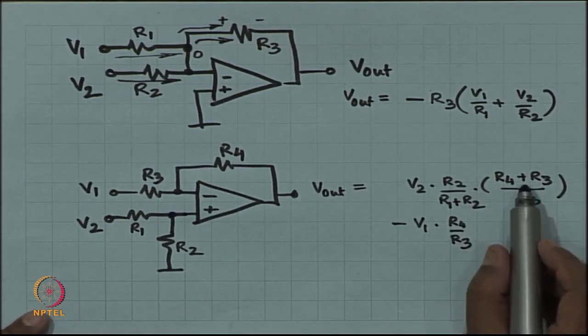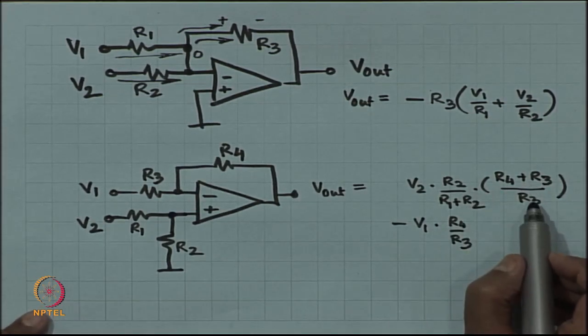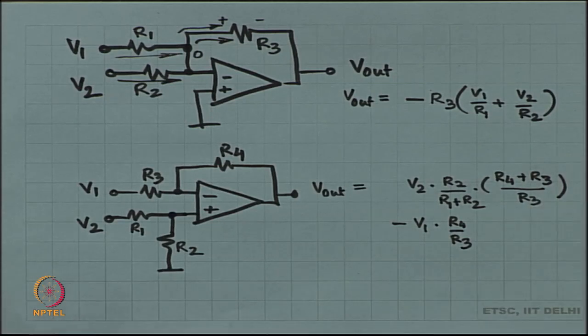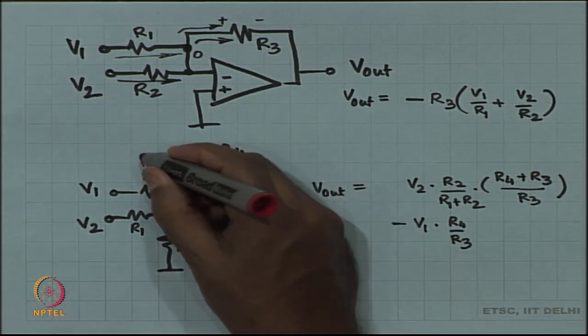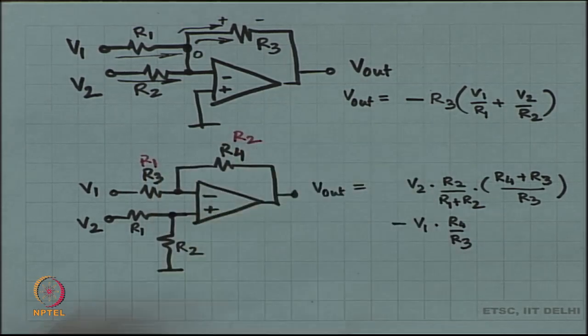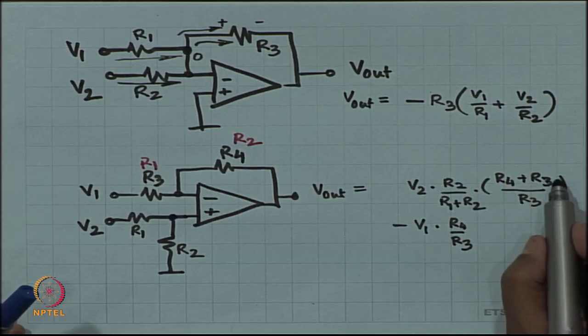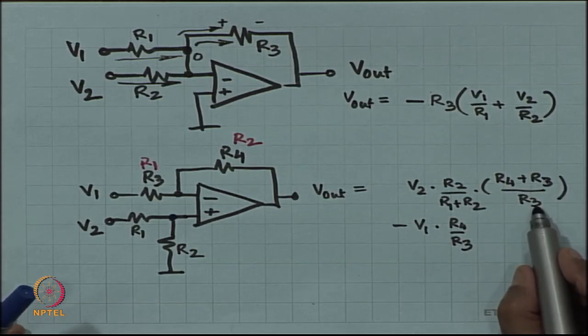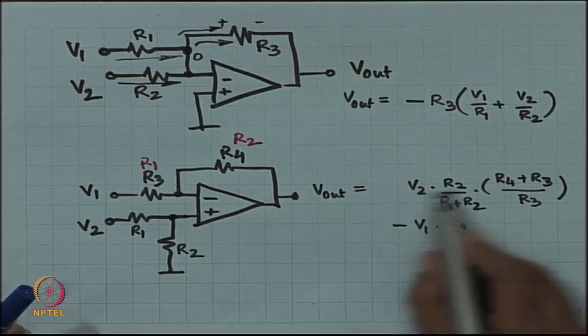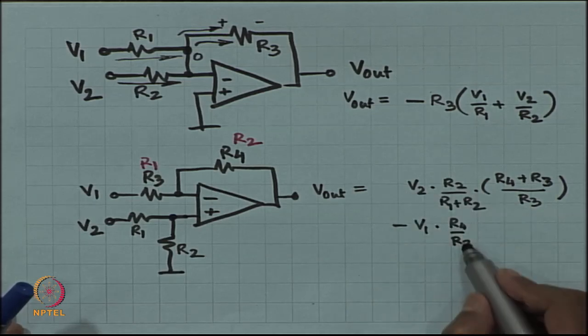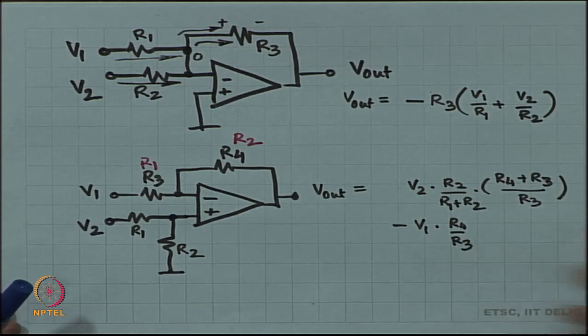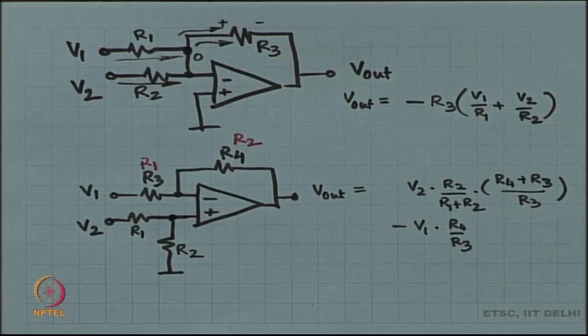alright. If I make R4 equal to R2 and R1 equal to R3, then what is going to happen? R4 plus R3 is the same as R1 plus R2. So, these two will cancel out. R3 is the same as R1. So, this is V2 times R2 by R1. R4 by R3 is R2 by R1. So, overall you get R2 by R1 times V2 minus V1. Okay. Anyway, this is just playing with values.